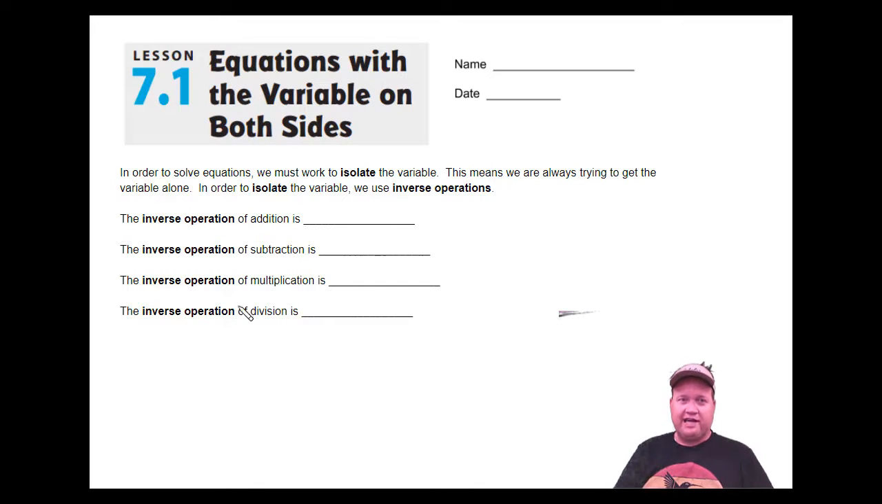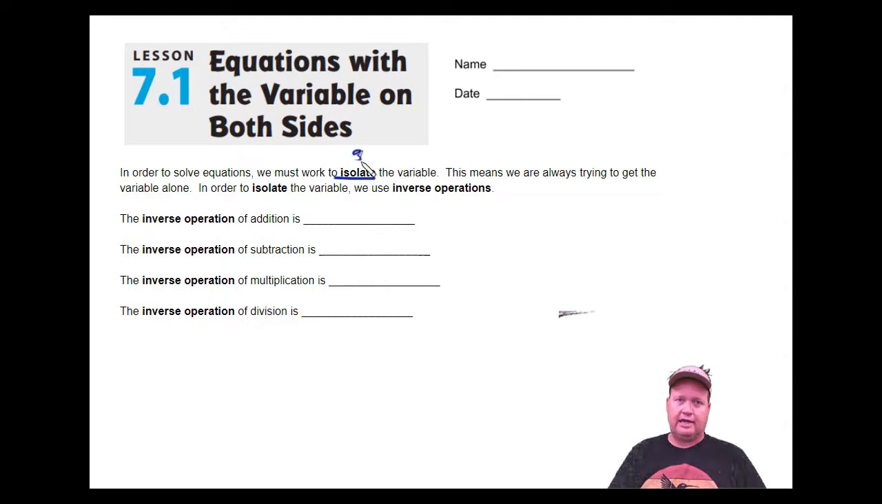Hey, we're starting Module 7, and it's kind of an odd place to start. We're not really starting at the beginning of the book, but we're going to start with maybe one of the most important skills that you're going to learn all year long, which is how to solve an equation. And in order to solve an equation, if you're looking at your lesson, we need to do what's called isolate the variable. Isolate means to get alone.